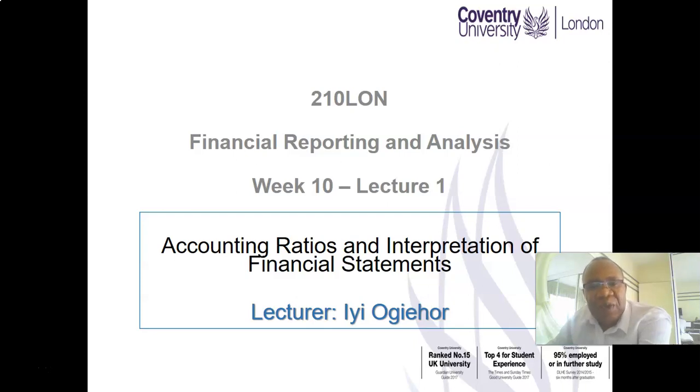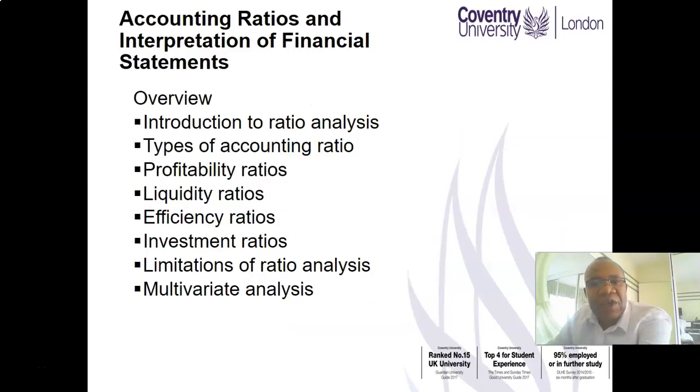In this lecture, we will consider interpretation of financial statements and ratio analysis. These are the areas that I will consider in this lecture. We'll first look at an introduction to ratio analysis and then consider the categories, the types of ratio. There are four main categories that we're going to look at, which are profitability ratios, liquidity ratios, efficiency ratios, and investment ratios. Then I would look at the limitations of ratio analysis and conclude by looking at multivariate analysis.